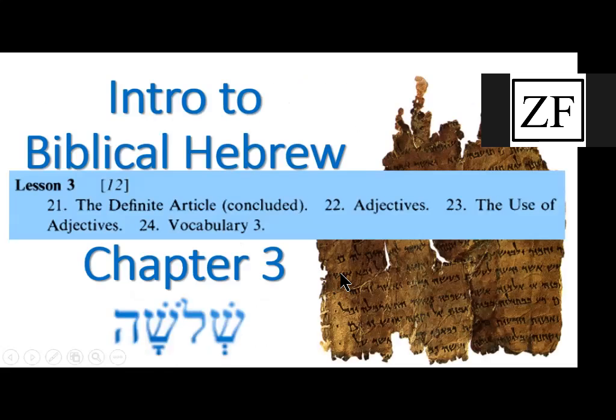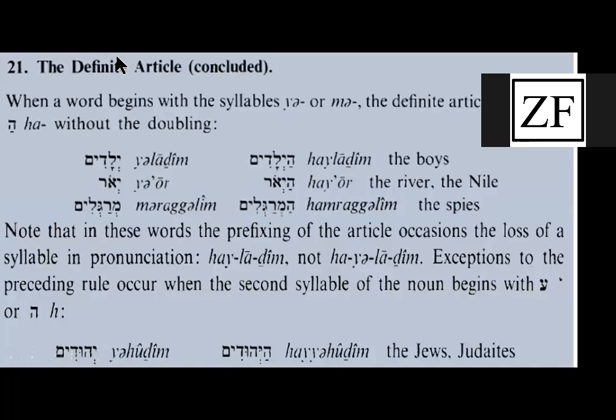Okay. Now we're ready to start this chapter 3. All right. So the definite article was the word the. Okay, this is the word the, and we're going to conclude. We talked about it a couple times before. Okay, adjectives. We'll talk about the use of adjectives and vocabulary 3. Here we go. Okay, so the definite article.